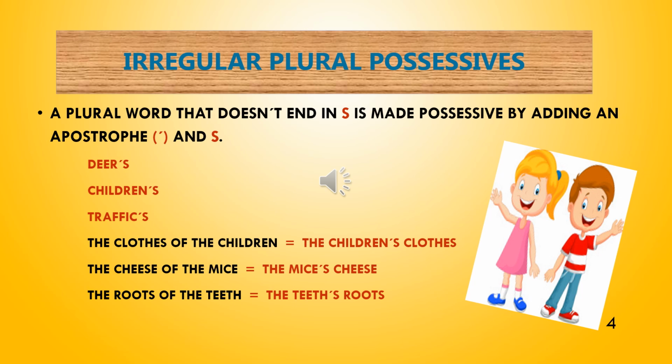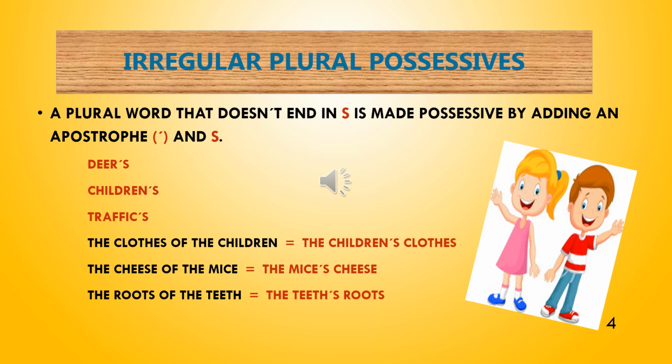I'm going to try to explain this to you with the examples that we have here. Deer, it's an irregular plural. And according to the instruction, you are going to add an apostrophe and then the letter S at the end of the word. That's why we have deer's.